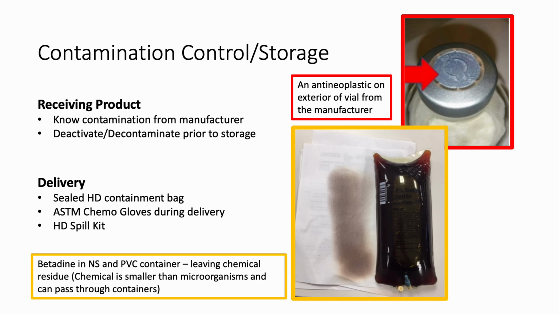Also, we need to take into consideration our compounded preparations that are hazardous. We need to ensure that we seal them in a hazardous drug containment bag, use ASTM chemo-rated gloves during delivery, and always have a spill kit on hand in case of an accident. The picture on the right in the yellow is a picture of betadine injected into a PVC bag. We can see after studying it on paper for hours, the paper turns black, showing that chemicals can get through the PVC.